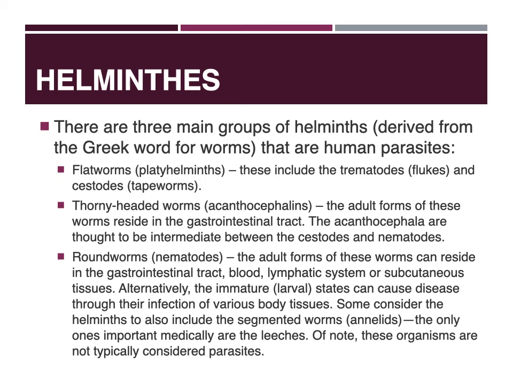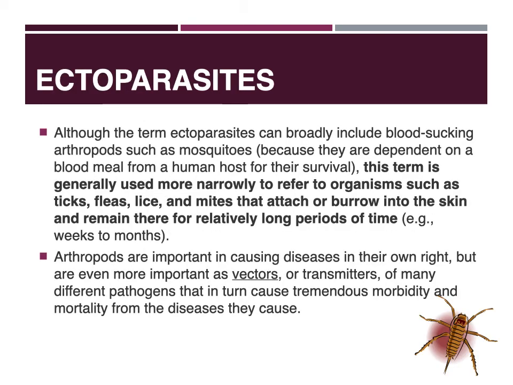Okay, so going back to roundworms, the adult forms can be found in the GI tract, blood, lymphatic system, and also in subcutaneous tissues. But the immature, larval stage can be found in other parts of the body too. So the helminths are all great examples of endoparasites, right? We talked about them living inside the GI tract, but we also have ectoparasites. Ectoparasites are ones living on the surface.